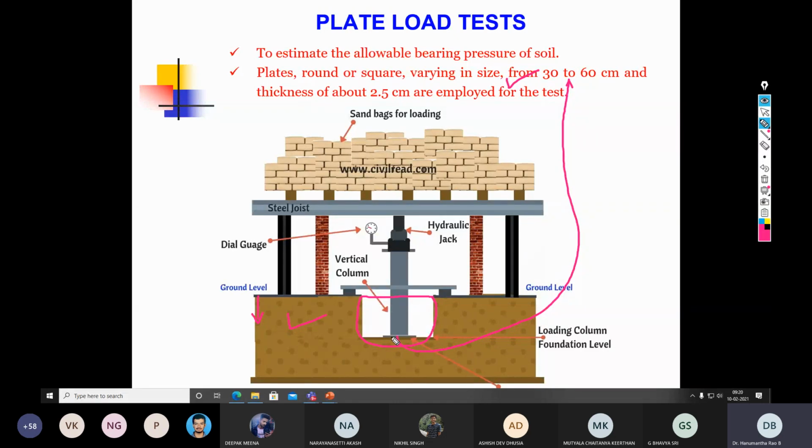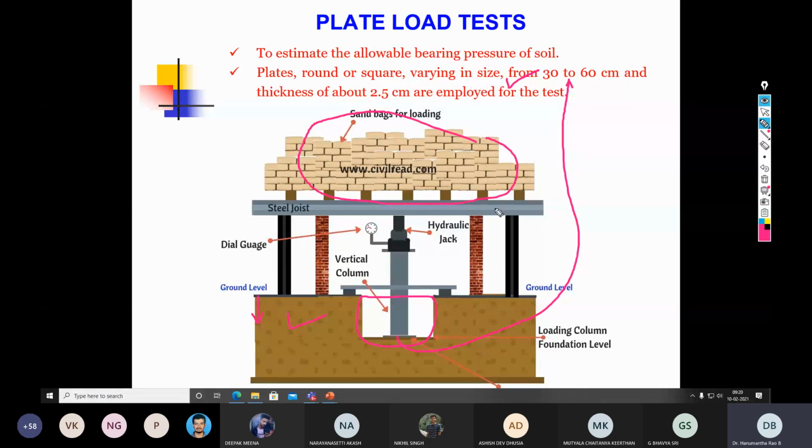So on this plate, a load above the ultimate bearing capacity is applied. But the entire crux lies in how you apply the dead load on the bearing plate. The dead load is applied with the help of sandbags, so these are all sandbags accumulated on one kind of platform.